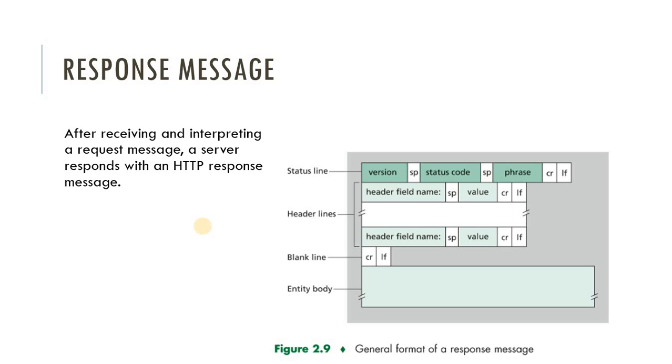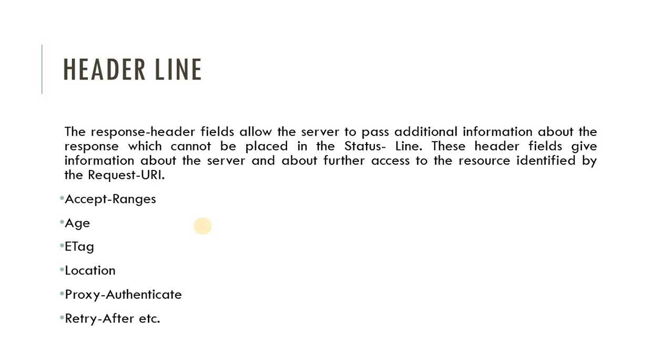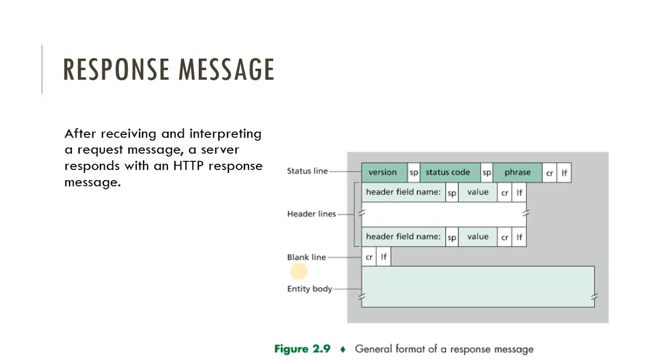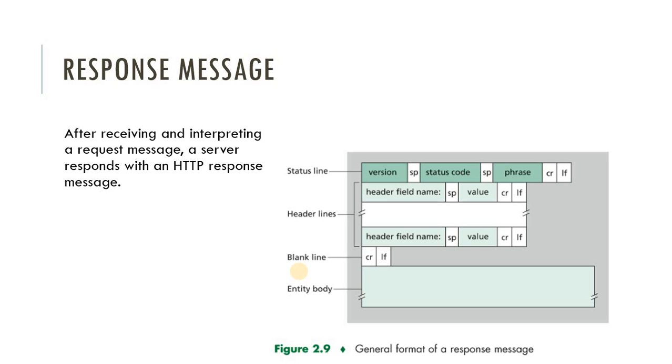So the first line is the status line. The second line is the header line. It is the same as in a request message. A response header field allows the server to pass additional information about the response which cannot be placed in the status line. These header fields give information about the server and about further access to the resource identified by the requested URL. The attributes in the header lines from the server side are accept-ranges, age, e-tag, location, proxy-authenticate, retry-after, etc. Next are the blank line and entity body, which are optional. The main two lines are the status line and header lines.